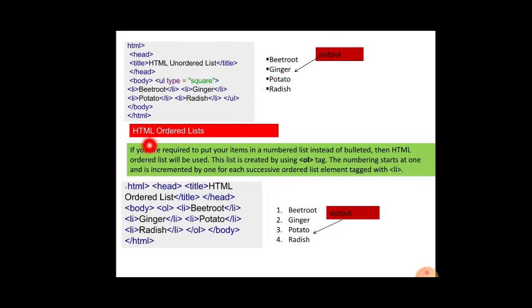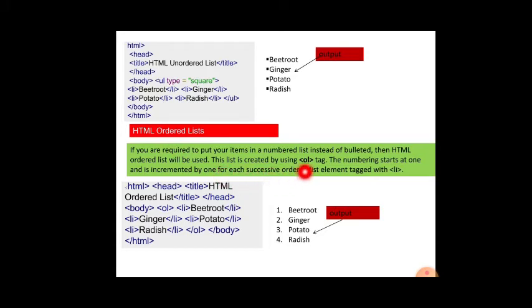Now let us learn about HTML ordered list. If you are required to put your items in a numbered list instead of a bulleted one, then use the ordered list. So if I don't want a bullet list, I want a number list in the form of 1, 2, 3, 4, 5, 6, what should I do? I should use the HTML ordered list.